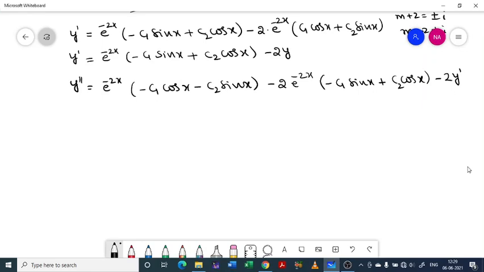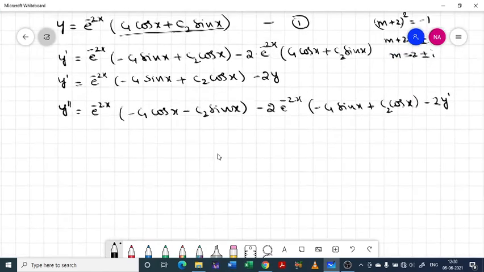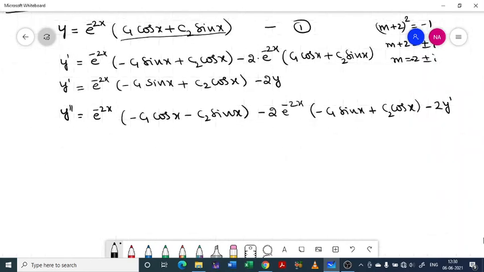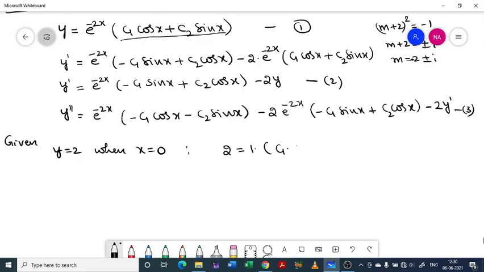Okay, now we have to look into y also. The first condition says y equal to 2 when x equal to 0. Now look into equation 1. This will be equation 2 and this will be equation 3. Look into equation 1: y equal to 2 when x equal to 0. That means 2 equal to e power 0 is 1, into c1 cos 0. Cos 0 is 1 plus sin 0, that is 0. So you get c1 to be 1. Sorry, c1 is 2.